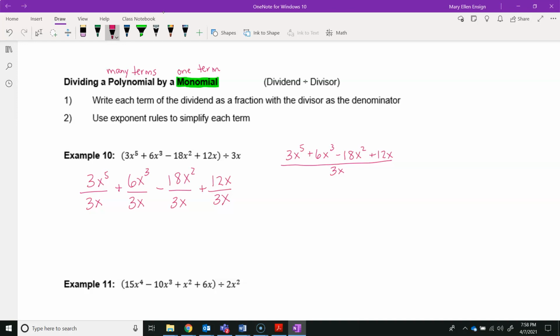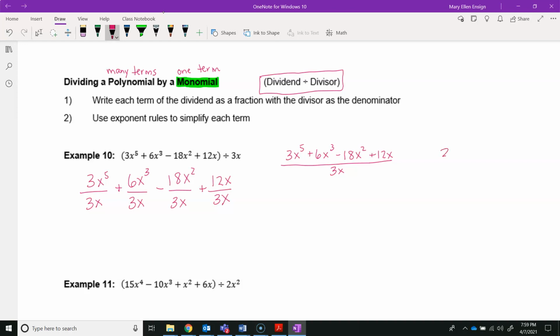Up here I have a little reminder that the first number, or in this case expression, is called the dividend. What it's divided by is called the divisor. I'm not going to quiz you on that, but I have it there because in number 1 here I use those 2 words, so I want to make sure you know what's what. I'm going to write each term of the dividend, that polynomial, as a fraction with the divisor as the denominator. That's what we did here, right? My divisor is 3x, so I wrote that as the denominator of each of those fractions. Then I'm just going to use exponent rules to simplify each term.